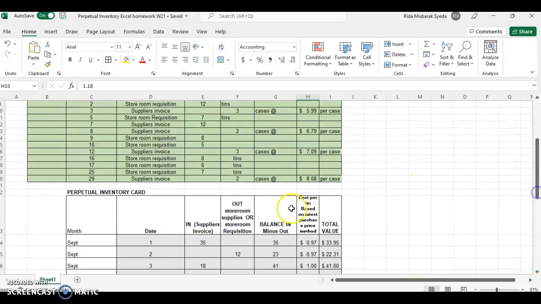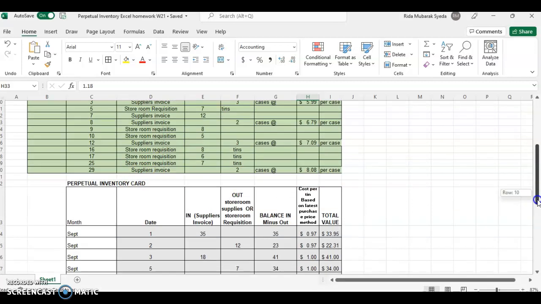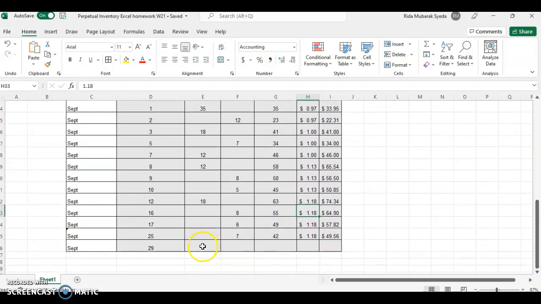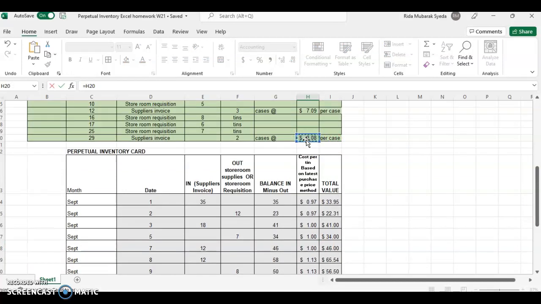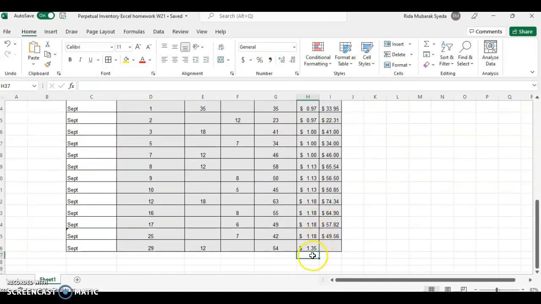Okay, coming to the end, we have September 29. We had 2 cases invoiced, so that's 12 cans, an additional 12 cans, so we add that to our value, and we get 54 as our new value. We'll do the same thing as before, equal to 8.08 divided by 6, enter, and we get 1.35, and that's what I have for my purchase price.